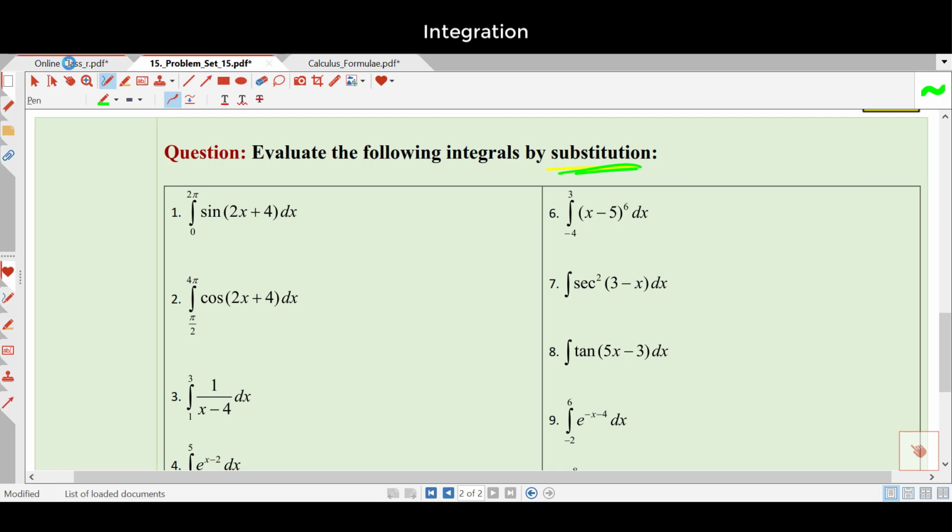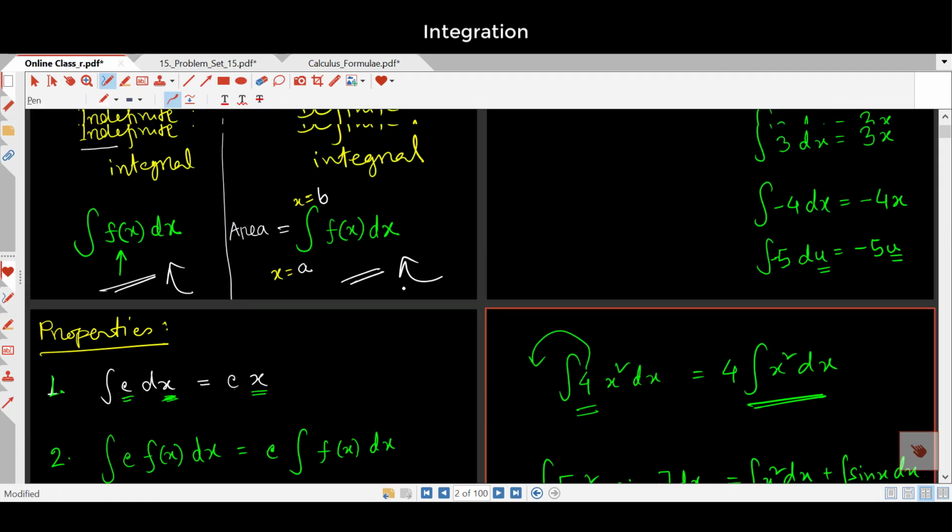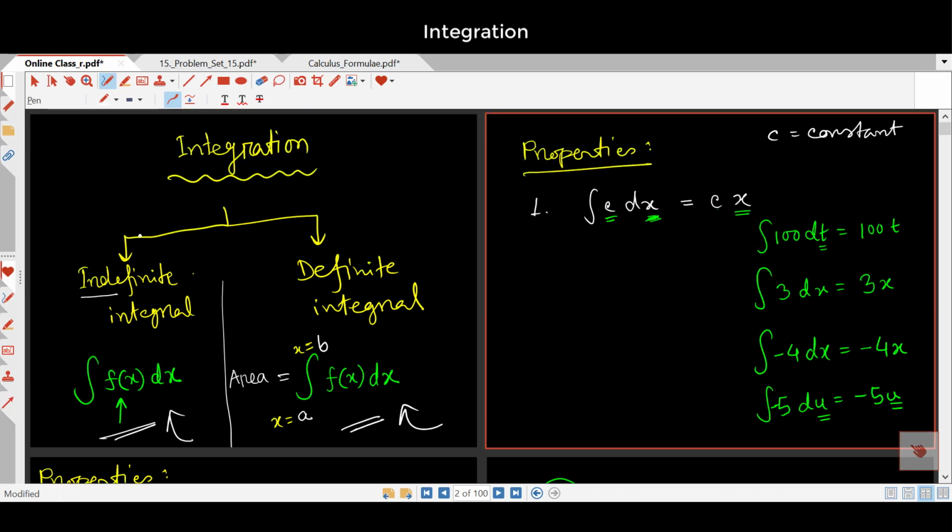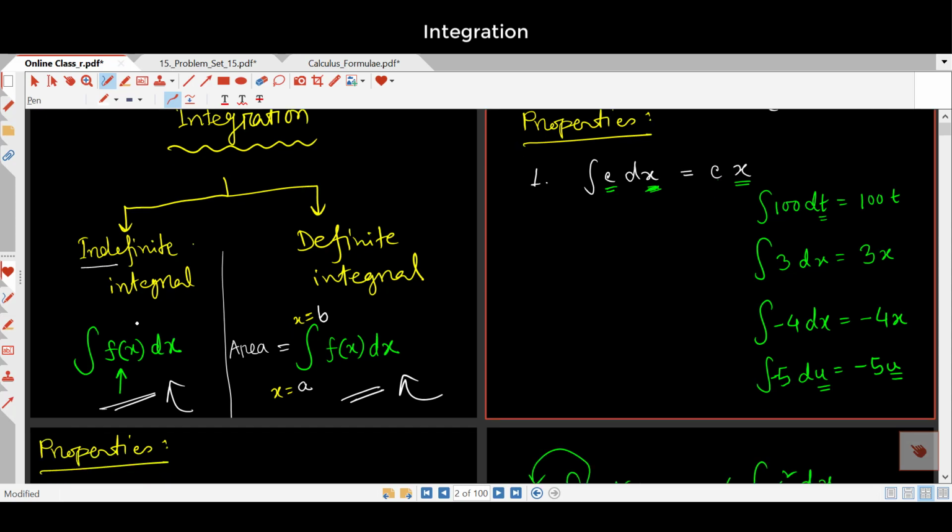One thing I need to mention again is that we may have an indefinite integral or a definite integral. What is the difference? In an indefinite integral there is no lower bound and upper bound of integration, but in a definite integral there is a lower bound and an upper bound. If we have only the indefinite integral, with no lower bound and upper bound, you have to just use the properties and formulas, and you can find a result.